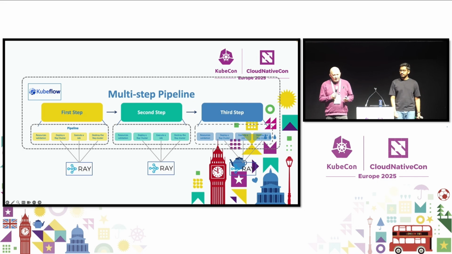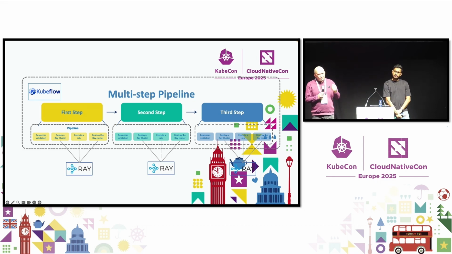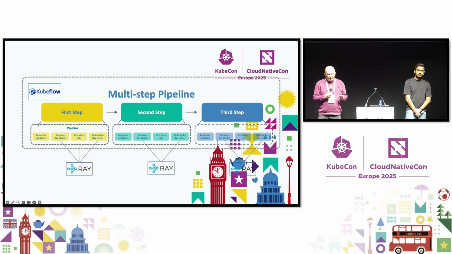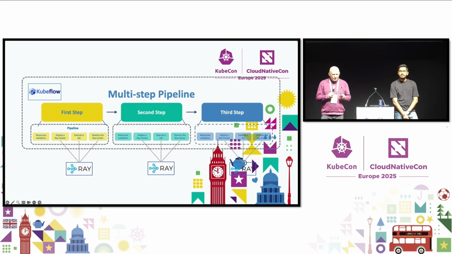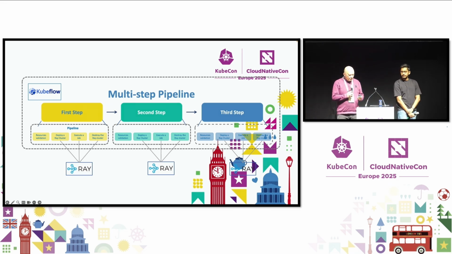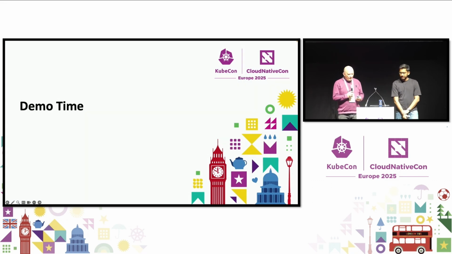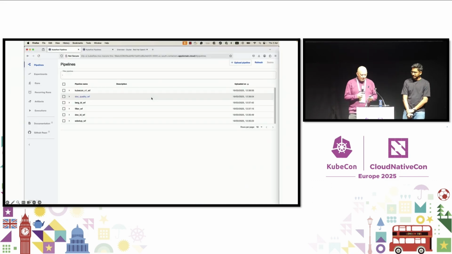So we use the KFP SDK to execute pre-installed simple pipelines. And as a result, with KFP v1, we have n+1 runs, where n is the number of steps in the multi-step pipeline. For example, here, we will get 4 runs. And in the demo, we are going to show you how we do it. And it's a perfect time to go to the demo.